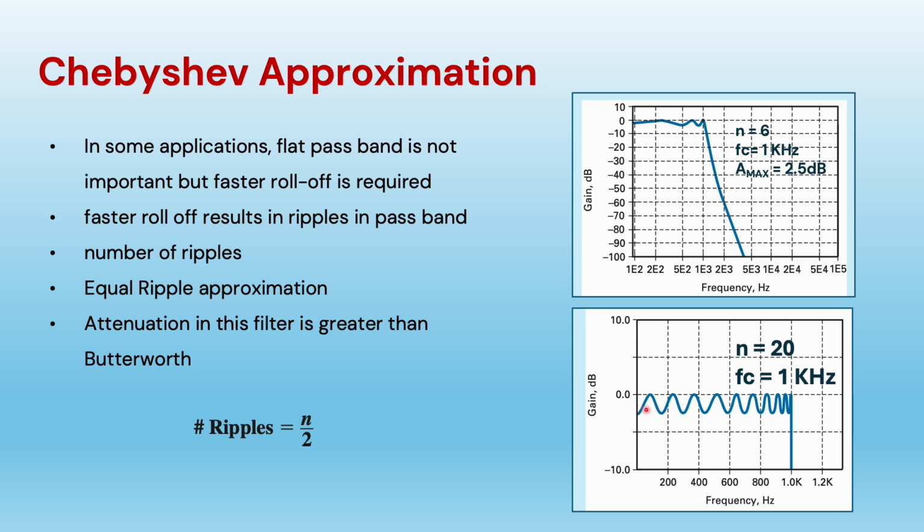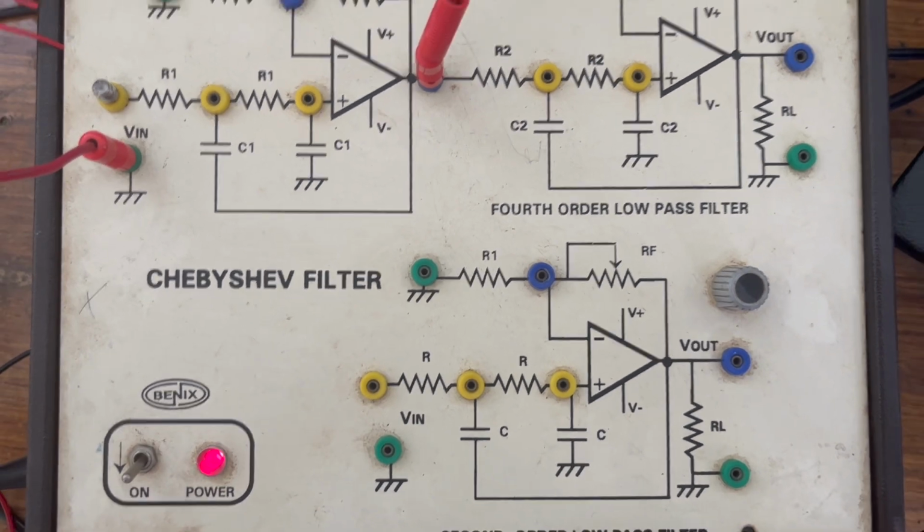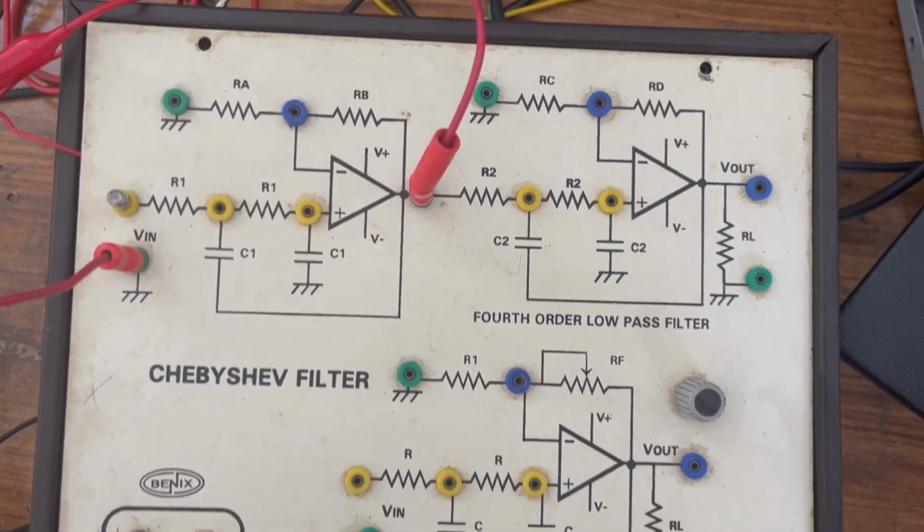Here the attenuation is greater than the attenuation of the Butterworth filter. Let's do the experiment with Chebyshev filter. You can see here we have Chebyshev low pass filter.